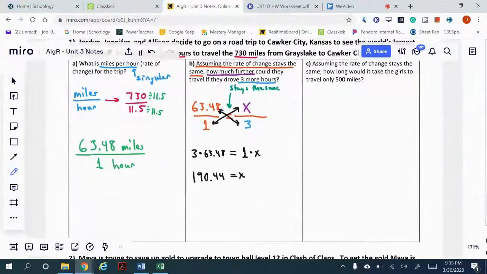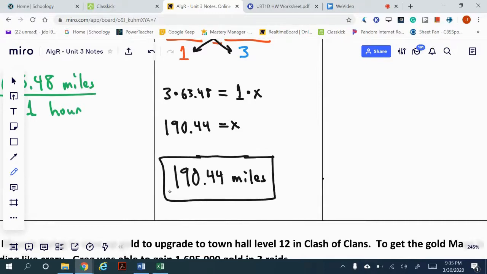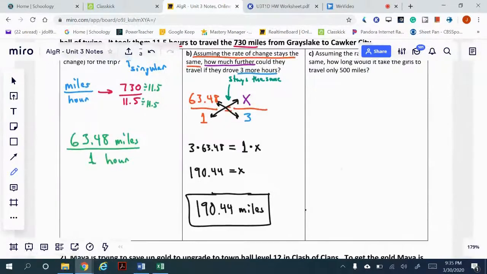Again, what is x? x is how much further could they have driven. So our answer is 190.44 miles. That is the answer to the question. Now, again, is that going to be precisely the exact number of miles they could drive in 3 hours? Probably not. Is it a very educated, plausible estimation that we could use in real life? Yeah, I think it would be.